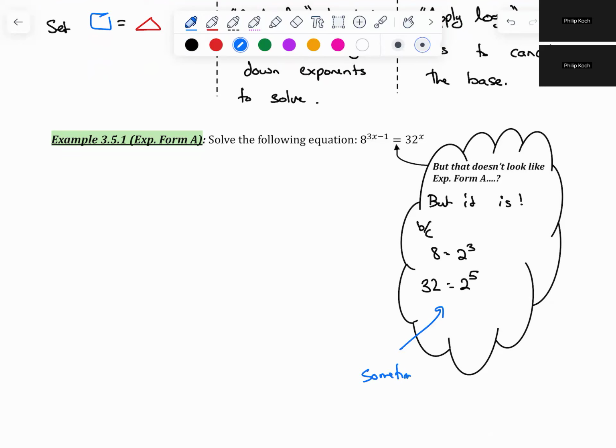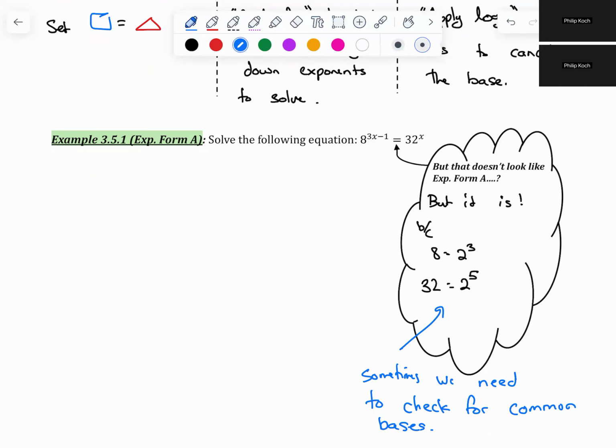Sometimes we need to check for common bases. Sometimes we need to look and see if there are powers of anything. So if that was like 35, this wouldn't be the case. We wouldn't be able to do this.